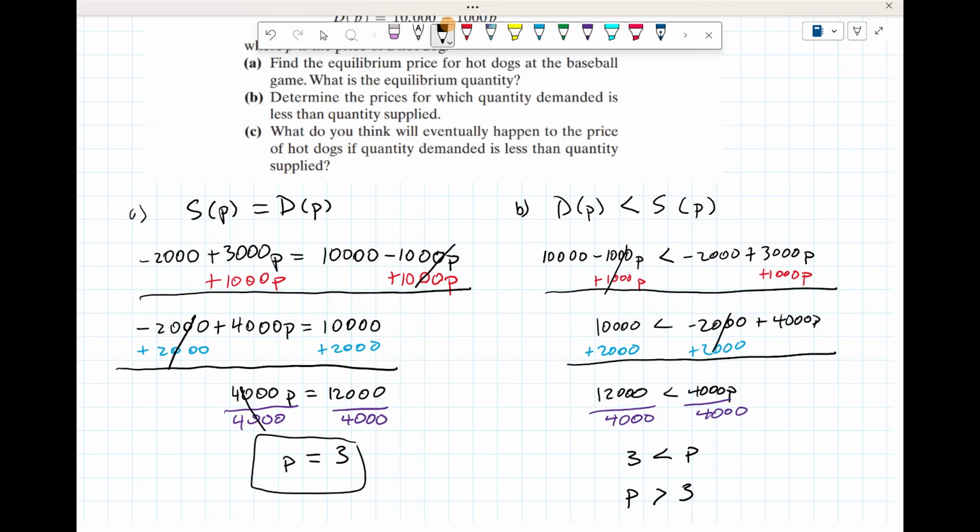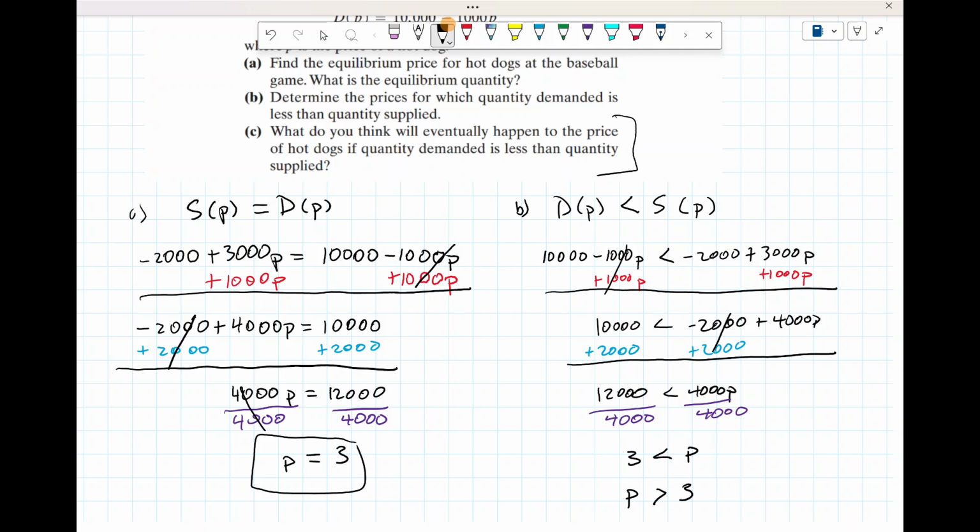All right, so what do you think would happen to the price of hot dogs if the quantity demanded is less than the quantity supplied? So what happens eventually? Well, if every day this hot dog stand is selling hot dogs for $3.50, and every day they end up making too many, and they end up having to throw hot dogs away, and they're losing money because of it, or at least they're not making as much money as they could. They might realize, hey, $3.50 is too high of a price. We need to sell more hot dogs, so we should price our hot dogs lower.